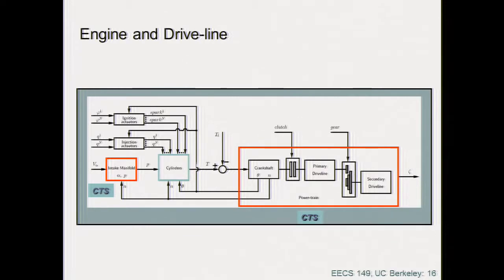Exactly. So what happens is that in the old times, you couldn't do that, right? In the old times, it was all deterministic, all mechanic, right? So you couldn't get what is called spark advance. So you cannot control the time of ignition, right? So the time of ignition is a controlling variable.